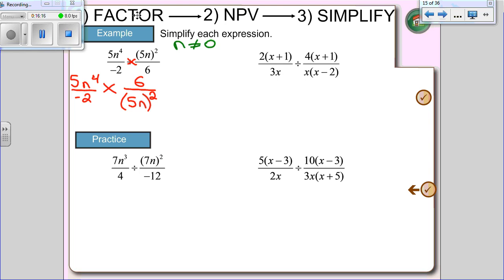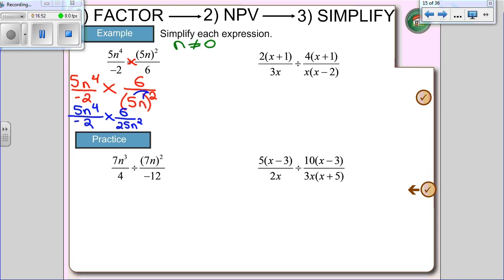There's something else when we go to simplify that we need to do. We have brackets and then a square. When the brackets have a monomial on the inside, all that means is the square goes to both names. So this question is going to become 5n to the 4 divided by -2 times 6 divided by 25. Right, so the square came into both names.